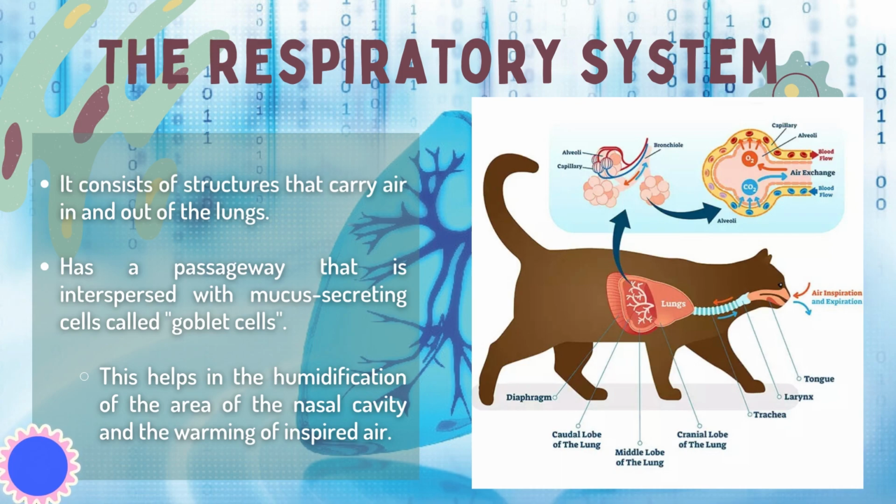The respiratory system consists of structures that carry air in and out of the lungs and has a passageway that is interspersed with mucus-secreting cells called goblet cells. This helps in the humidification of the area of the nasal cavity and the warming of the inspired air.